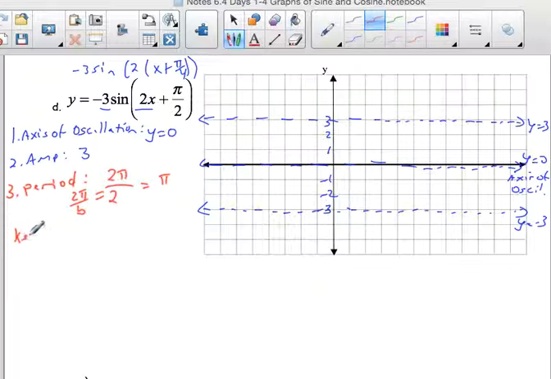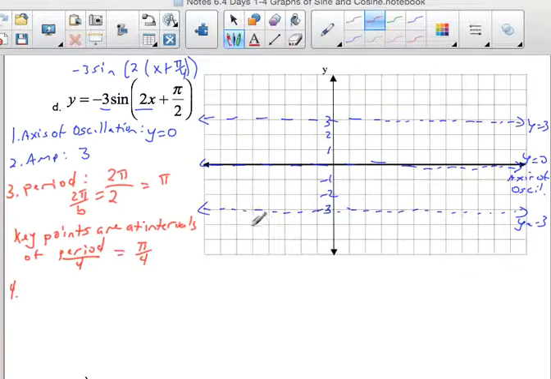And for our x scale, we are going to want to know the intervals for the key points. So the key points are at intervals of the period divided by 4, or 1/4 of the period, which here is going to be pi over 4. So we're going to want to use an x scale that incorporates pi over 4.